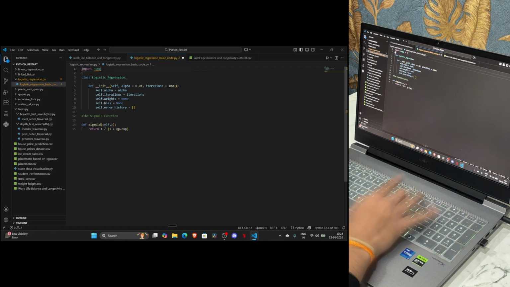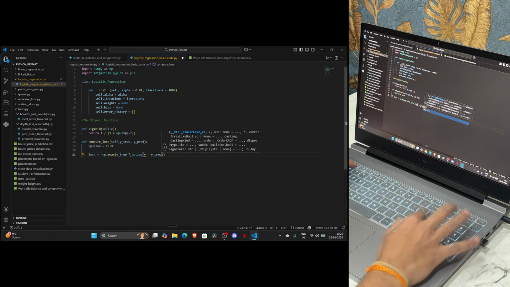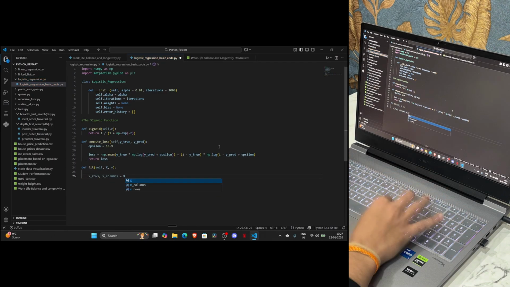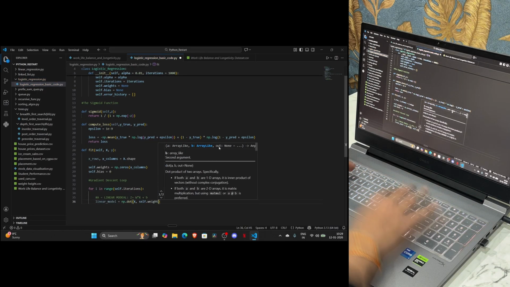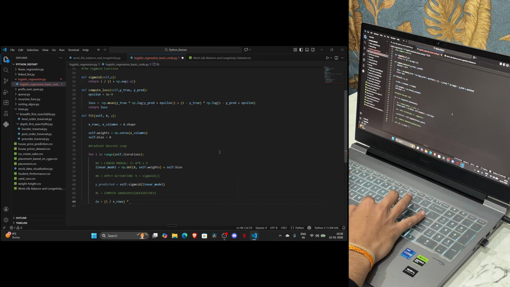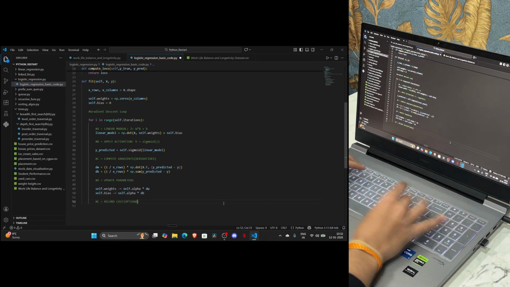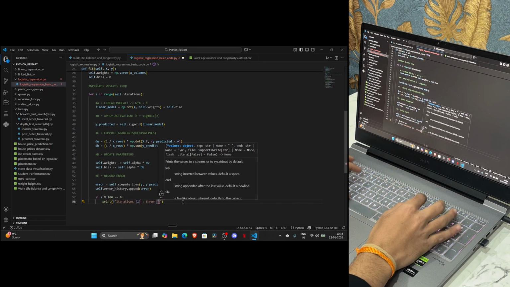I started by creating a logistic regression class to keep everything modular. The first function I wrote was the Sigmoid activation, the core of logistic regression, which maps any real-valued input to a probability between 0 and 1. Next, I implemented the compute_loss function using binary cross-entropy so the model can measure how far its probability predictions are from the true labels. After that, I wrote the fit method.